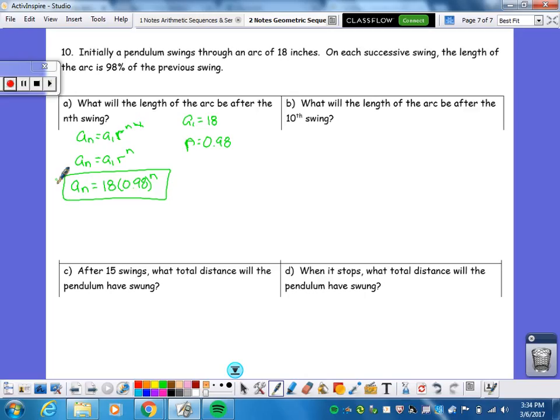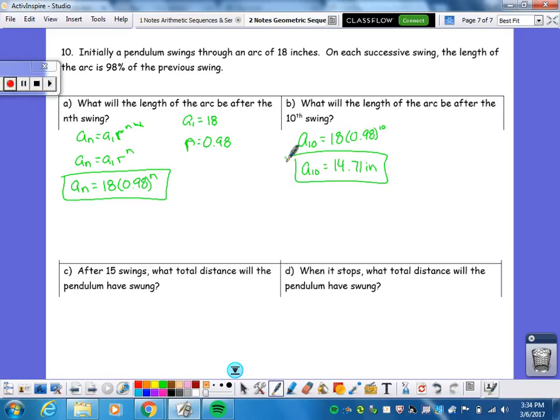What will the length of the arc be after the 10th swing? We're going to use this equation here, and we're simply going to substitute in 10. A sub 10 is equal to 18 times 0.98 to the 10th power. When we put this in our calculator, we get as our final answer A sub 10 is equal to 14.71 inches.